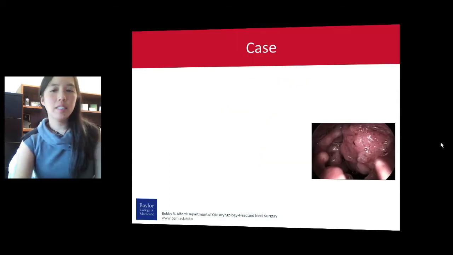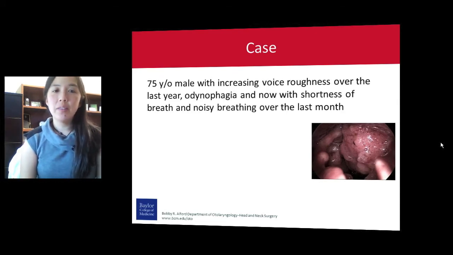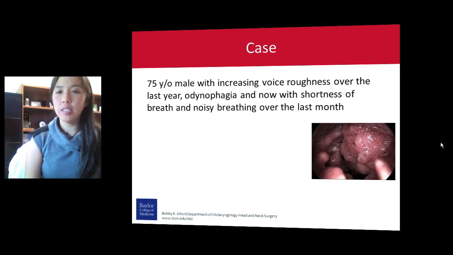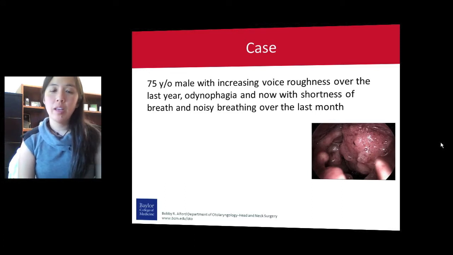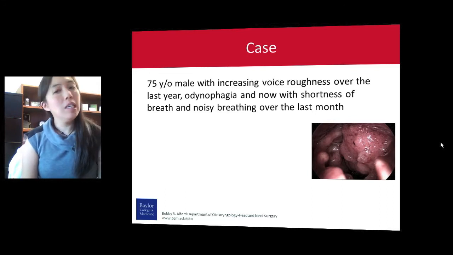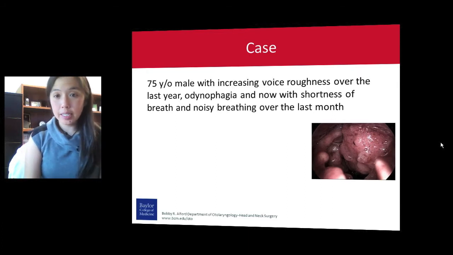So we're actually going to start this one with a case. We have a 75-year-old male who's had increasing voice problems over the last year, odynophagia, which is pain with swallowing, and now he has shortness of breath and noisy breathing over the last month. When you see him, he has stridor, inspiratory stridor. Stridor being a high-pitched noise which represents turbulent airflow through the larynx.